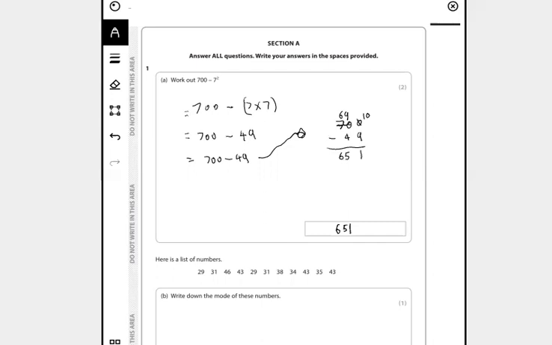So from here, what number appears the most? There are 3 43s and 2 31s. So which means the number that appears the most is 43. So the answer is 43. So next question.